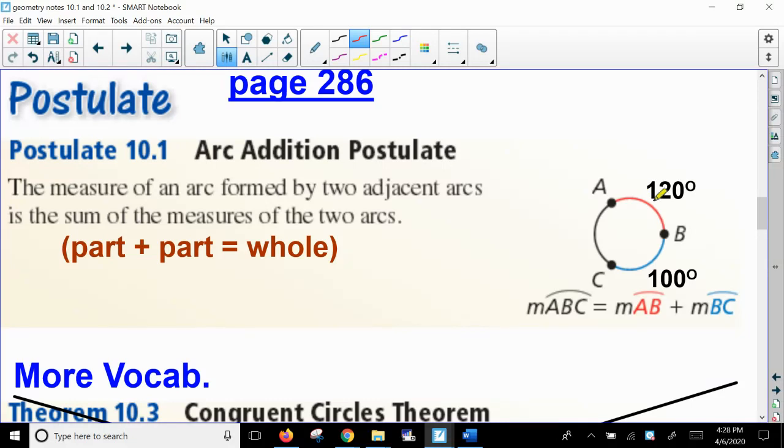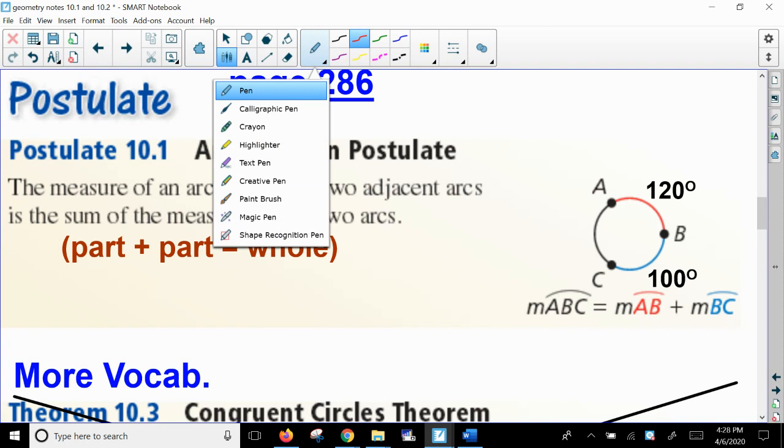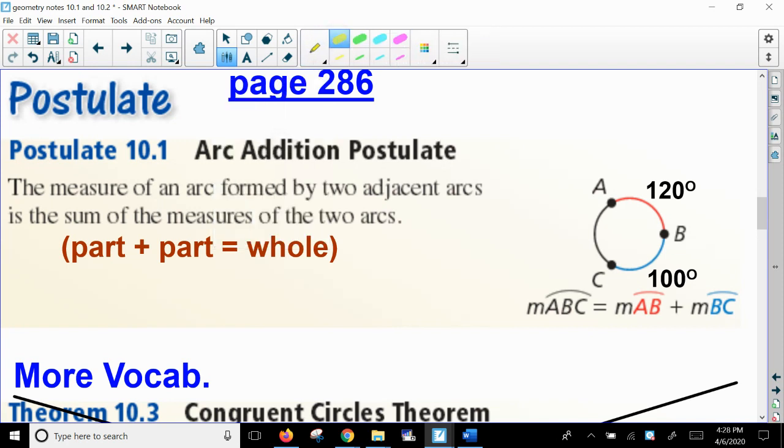Okay? So if I have two arcs next to each other, look at the red arc and the blue arc. If I put them together, I get all of this that I just highlighted in yellow. So you might be asked to find a major arc, and you might have to put some arcs together in order to find it. That's what the arc addition postulate is all about.